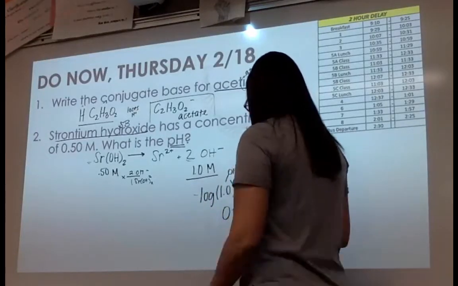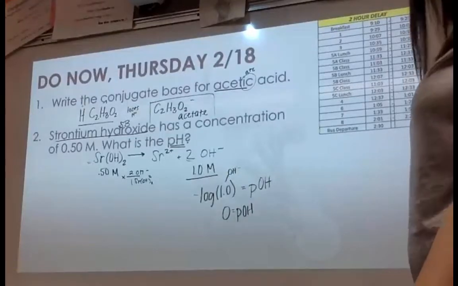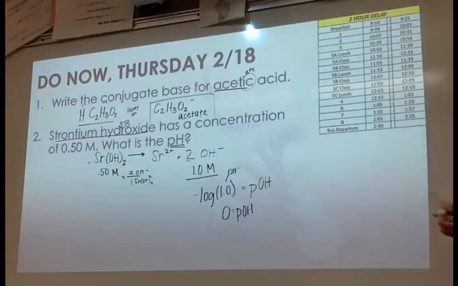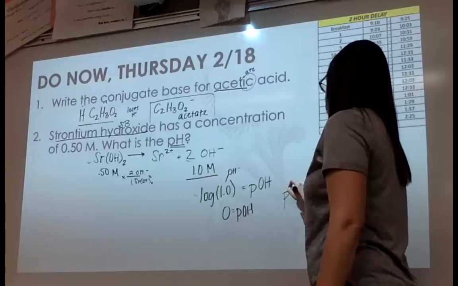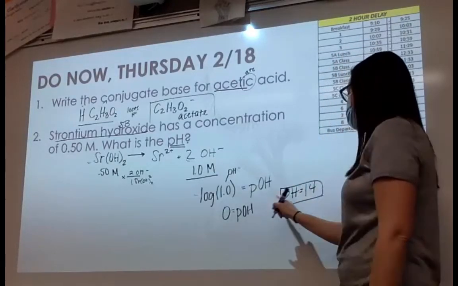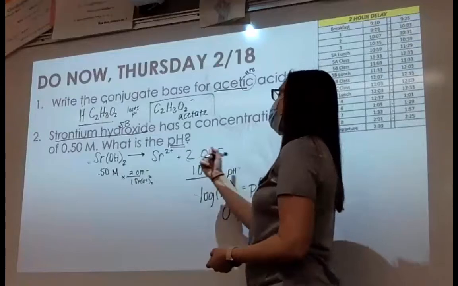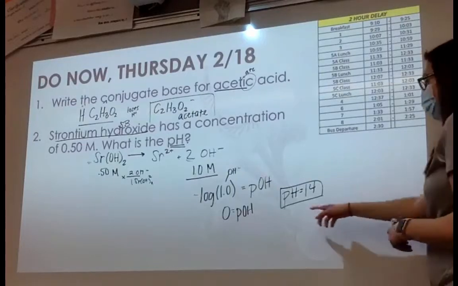You can have a pOH or a pH of 0. That's okay. The scale is from 0 to 14. So if the pOH is 0, what's the pH? 14. Because remember that pH plus pOH equals 14. And it makes sense that this is all the way at the top of the pH scale because strontium hydroxide is a strong base. So we have a high concentration of a strong base, and the pH is going to be high.